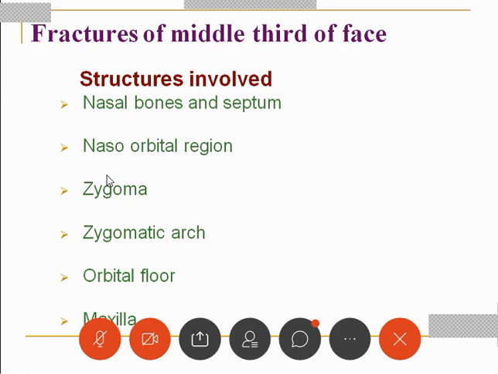Fractures of the middle third of the face, structures involved. What are all the structures that are involved? This is what we are concerned with now, because our ENT specialty is mostly concerned with these: nasal bones and nasal septum, nasoorbital region, zygoma and zygomatic arch, orbital floor and maxilla. These are the injuries we are mainly concerned with.